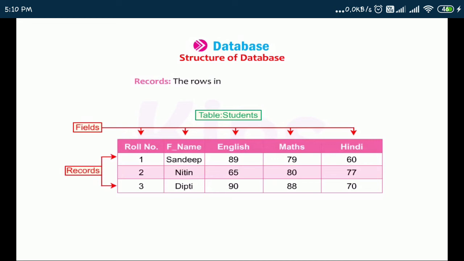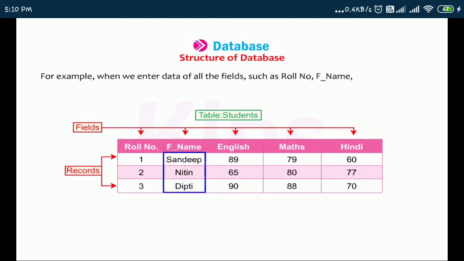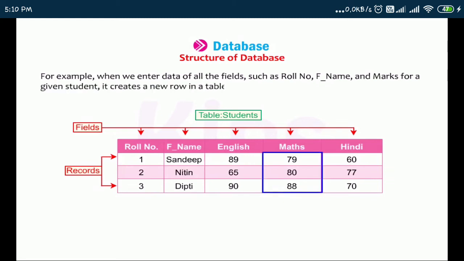Records. The rows in a table are called records. A record contains the values for all the fields that belong to a single person or an entity. For example, when we enter data of all the fields such as roll number, full name, and marks for a given student, it creates a new row in a table which is called a record.